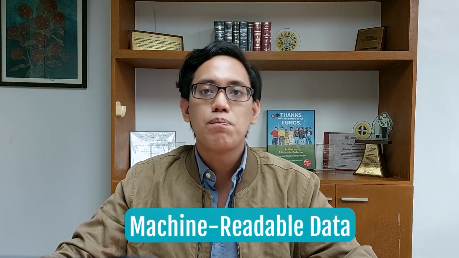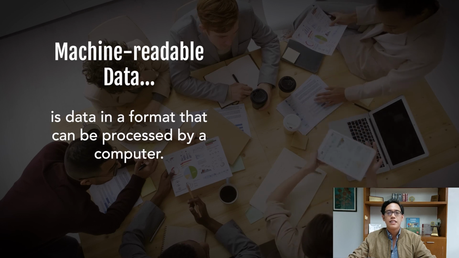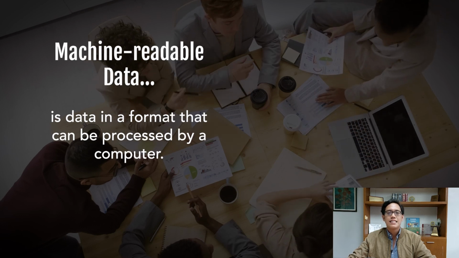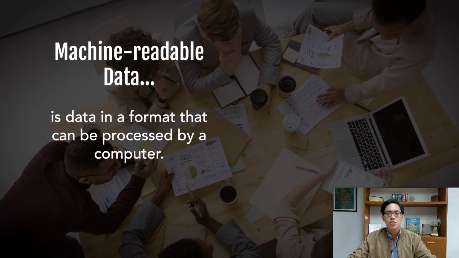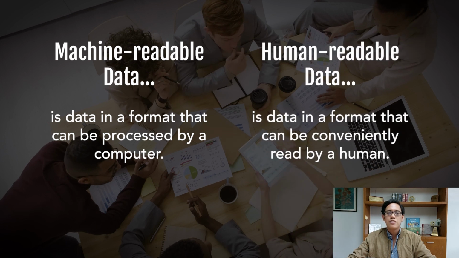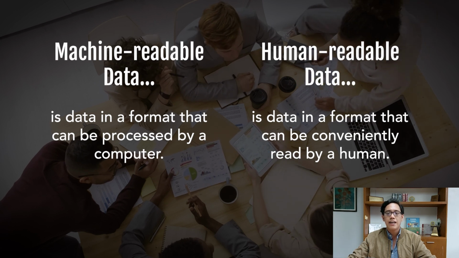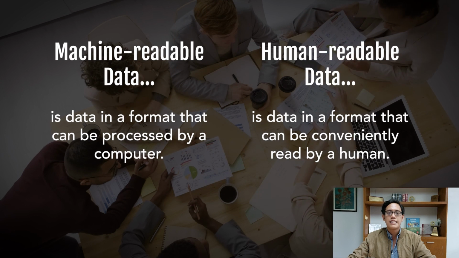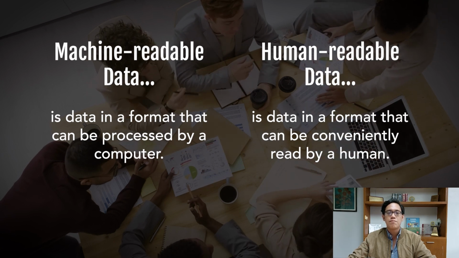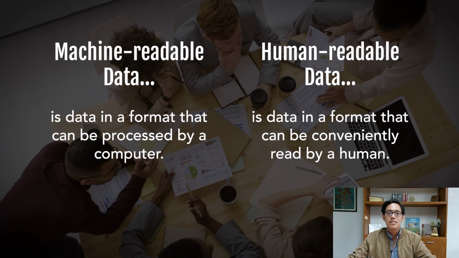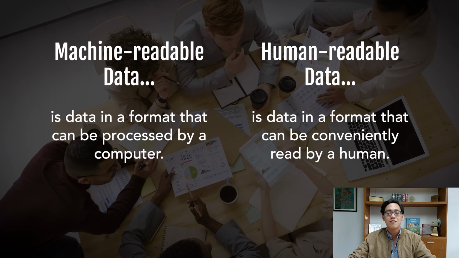Machine-readable data, or computer-readable data, is data in a format that can be processed by a computer, such as CSV, XLS, JSON, and XML files. Machine-readable data must be structured data. Human-readable data, on the other hand, is data in a format that can be conveniently read by a human being. Some human-readable formats, such as PDF, are not machine-readable, as they are not structured data. Non-digital material, such as printed or handwritten documents, is by its non-digital nature not machine-readable.